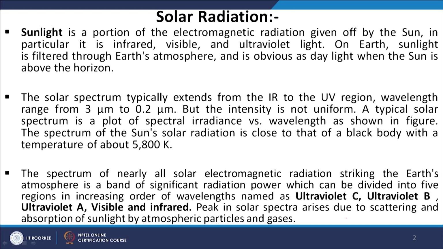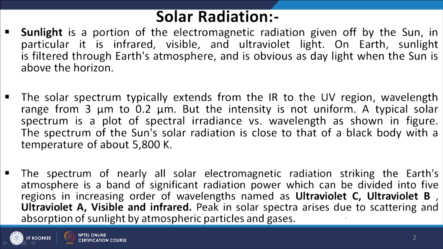The spectrum of the sun's solar radiation is close to that of a black body with a temperature of about 5800 Kelvin. You all know what a black body is. Max Planck first talked about the black body, and he said that a black body emits electromagnetic radiation. Later on, Einstein extended this idea and said that it not only absorbs, but the electromagnetic radiation in space also exists as quantized photons. Now, the sun's spectrum or the solar radiation resembles that of a black body radiation at 5800 Kelvin.